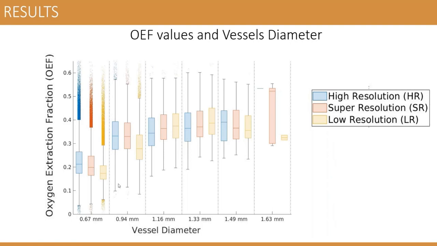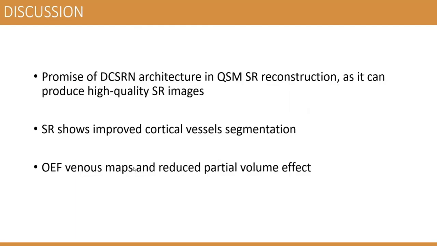And also what is nice in here, if you focus on the first 2 points, you can see that the low resolution, due to the fact that it's a low resolution image, had a worse estimation of the oxygen extraction fraction. And the estimation was better in the high resolution, and also the super resolution has a similarly good estimation, which means that the bias in the estimation of the OEF was actually reduced after we used the DCSRN model.